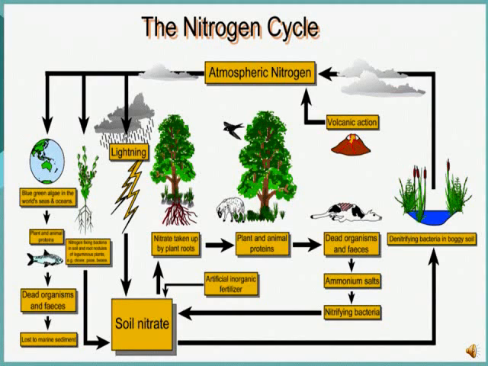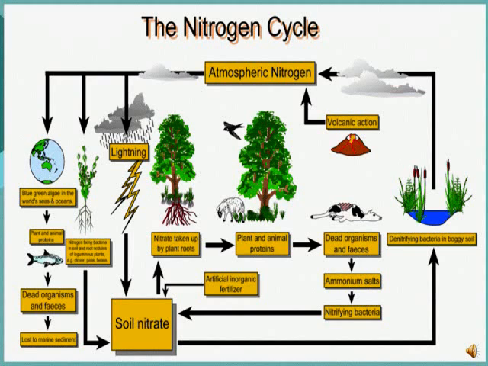Let's start on the left-hand side with the blue-green algae in the world's seas and oceans. It can take the nitrogen in. When that blue-green algae is eaten, it's stored inside the plant proteins and the animal proteins. When those dead organisms start decaying, it's released. Also, when they defecate, it's released in their feces. And then most of that is lost to the marine sediment.